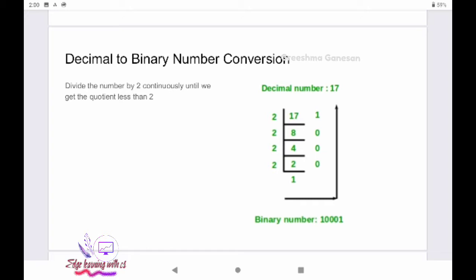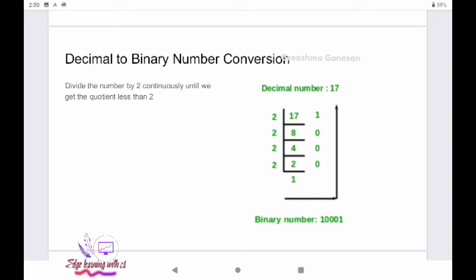My number is 17. So I am writing 17 here. After that, I am dividing the 17 by 2. Then what am I getting? 2 8s are 16. Then I am writing the 8 just below the 17, and since 2 8s are 16, 1 will be the remainder there. That remainder I am writing just to the right of my 17.